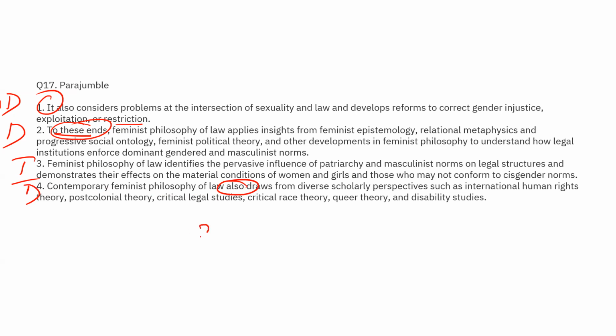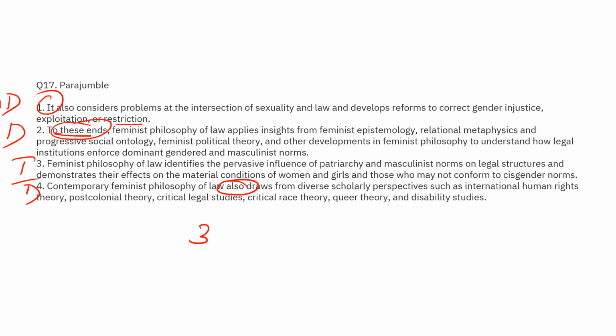So very clearly, we have to start with 3. There is no other way. Then where do we go? So feminist philosophy of law identifies the pervasive influence of patriarchy and masculinist norms on legal structures and demonstrates their effect on material conditions of women and girls and those who may not conform to cisgender norms. All right, so this is telling us something about feminist philosophy of law.